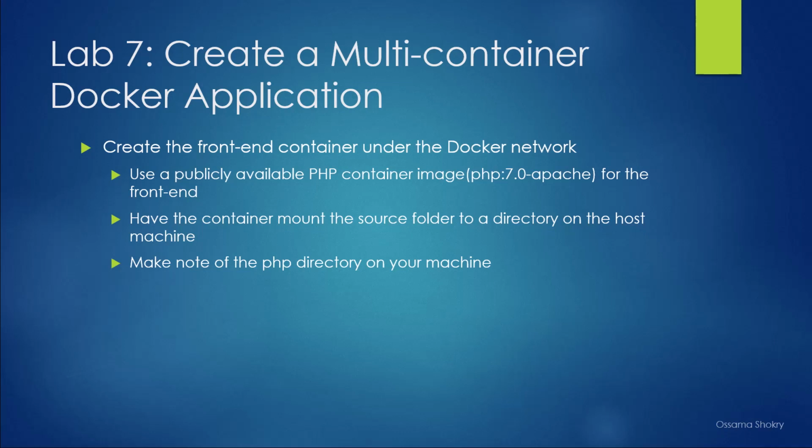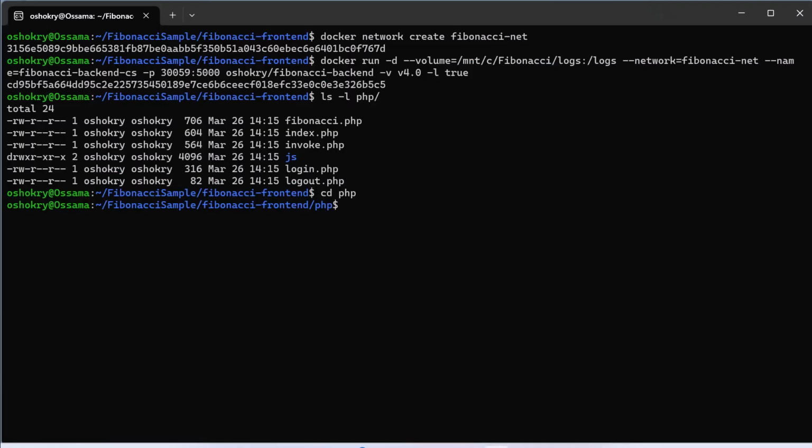Let's create the front-end container under the Docker network. For now, we will reuse a publicly available PHP container image, the PHP 7.0 Apache, for the front end. How will it have our code though? We will have the container mount the source folder to a directory on the host machine that contains the PHP source code. Make note of the PHP directory on your machine. You will use it in the next command.